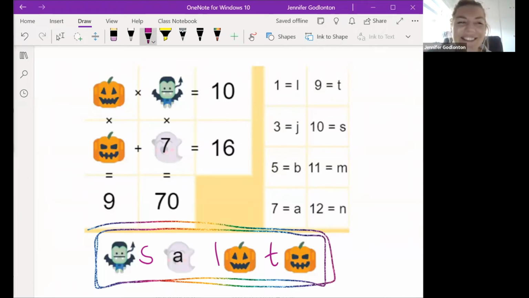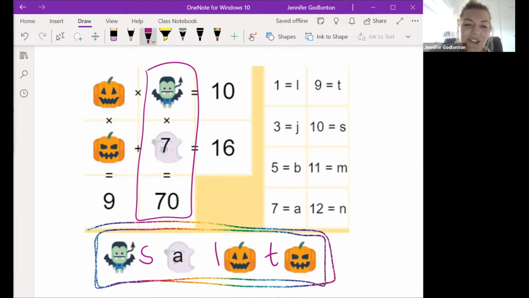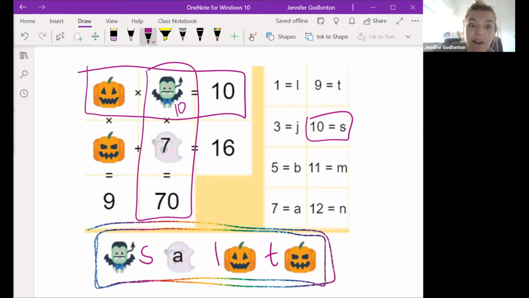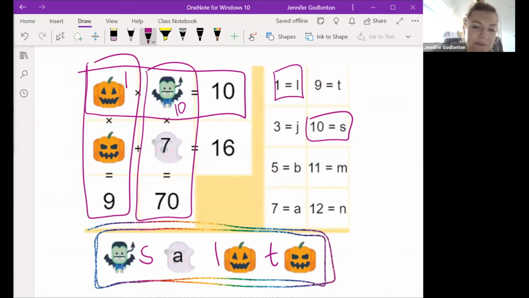So just quickly for those of you who didn't know how we got there, this times 7 has to give us 70, which means that needs to be a 10, which gives us our S for salt. And we've got our first pumpkin because they're different pumpkins. Our first pumpkin times 10 is to give us 10, so that's a 1. That's going to be our L. And then our second pumpkin times 9 has to give us 9, so our second pumpkin is T. So salt.